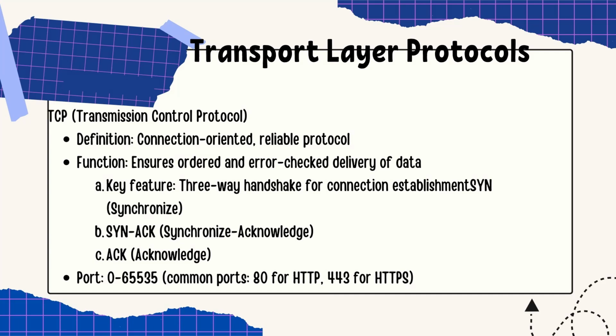Transmission Control Protocol, TCP, is a connection-oriented protocol that ensures reliable, ordered data delivery. It uses a three-way handshake to establish connections: SYN, SYN-ACK, and ACK. TCP is used for applications requiring data integrity, such as web browsing and email.